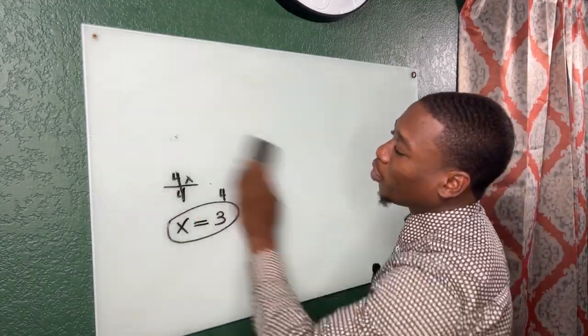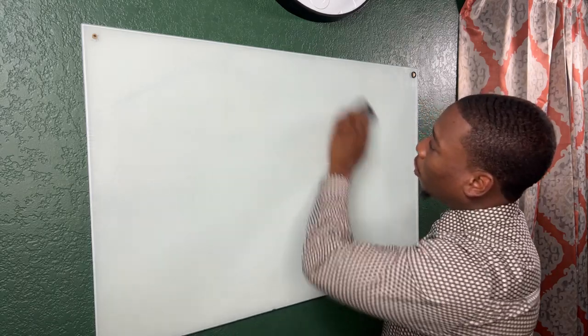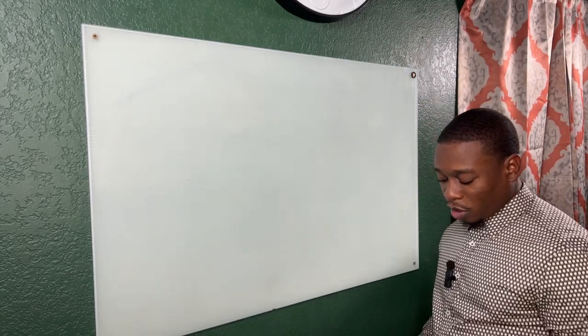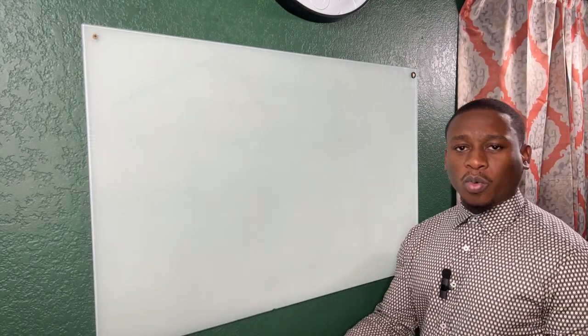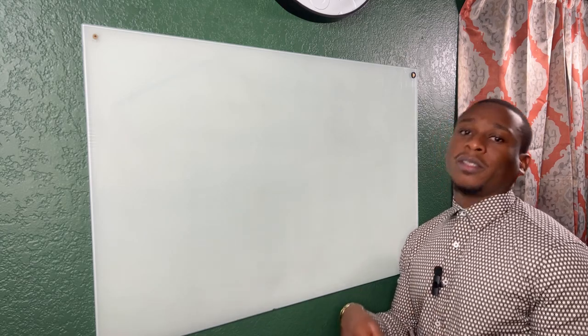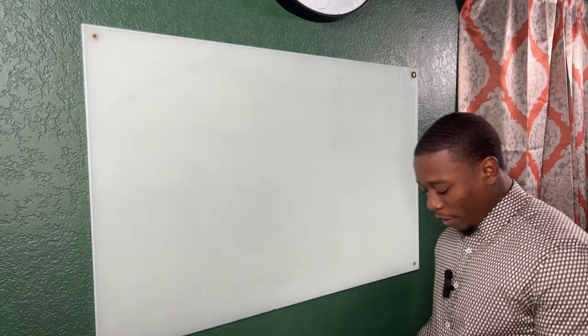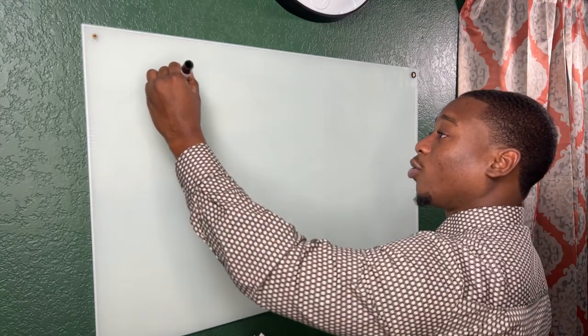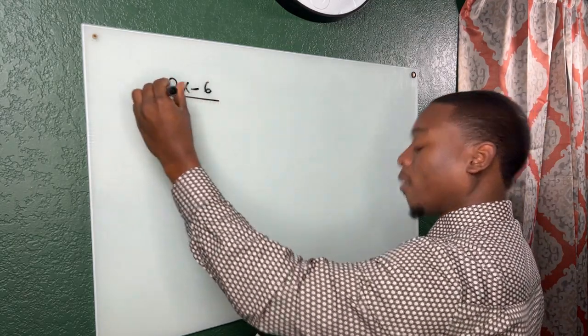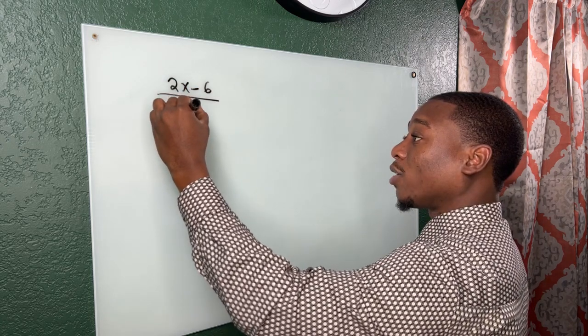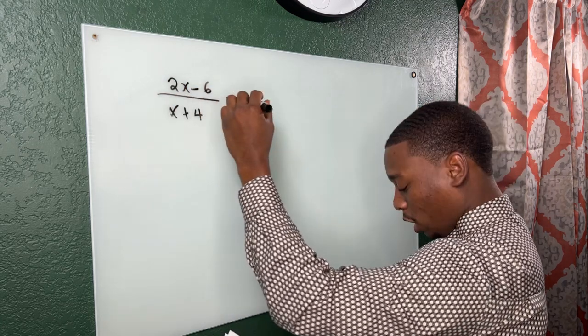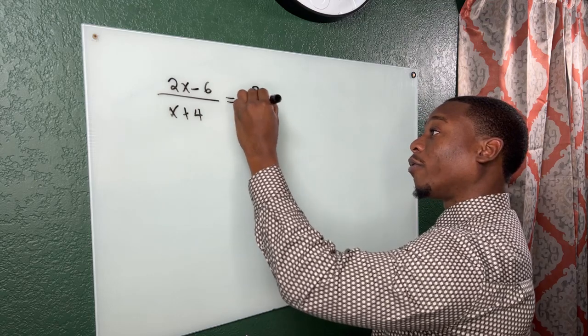All right, so that's our first two problems, guys. And when we're talking about proportions, we're going to look at another problem too, because I want to explain this type of problem as well. So our next example is this. We have (2x minus 6) divided by (x plus 4) is equal to 3 over 5.